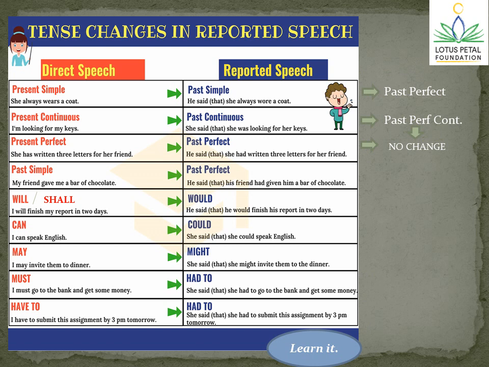Here are a few rules of how to make change of tense. Present simple tense changes to past simple. Past simple changes to past perfect. Present continuous changes to past continuous, and past continuous changes to past perfect continuous. Present perfect changes to past perfect, and past perfect has no change. Keep this in mind that past perfect continuous tense and past perfect tense don't change.